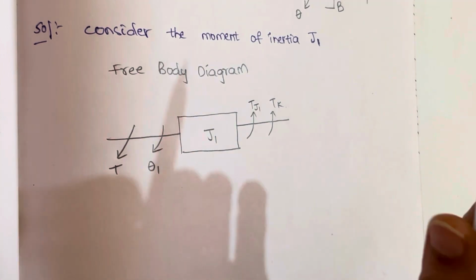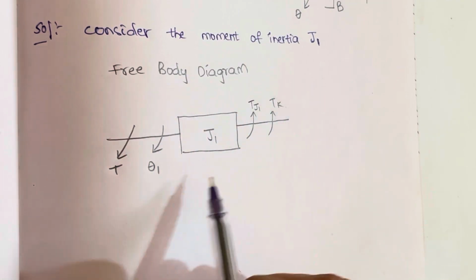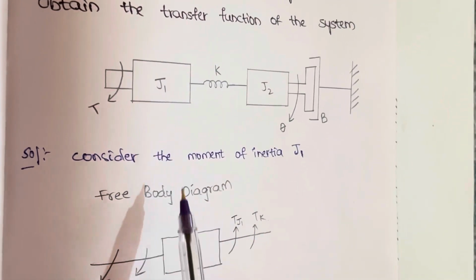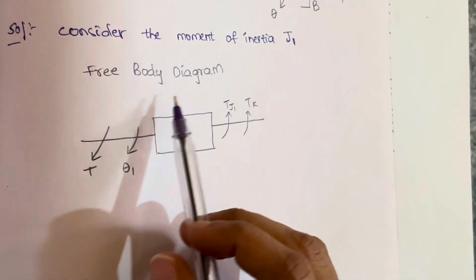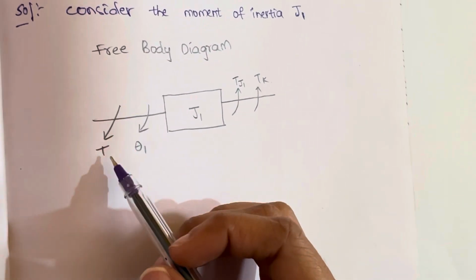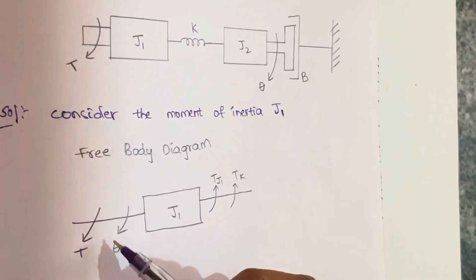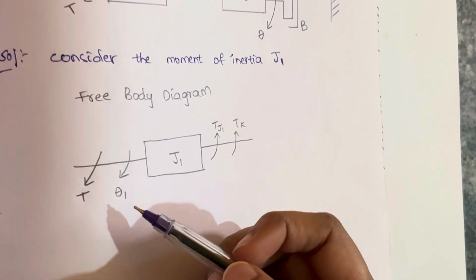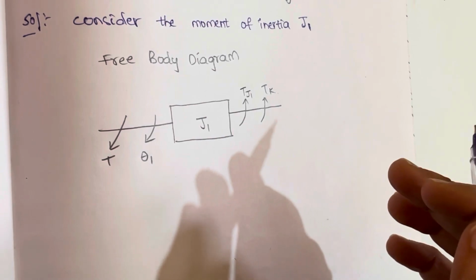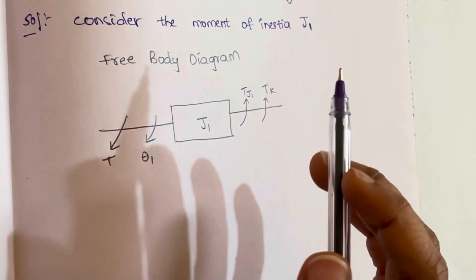So first consider the moment of inertia J1. Here is the free body diagram of the moment of inertia J1, where T is the torque which is acting only on J1, right? And theta 1 is the variable. In mechanical translational system we have seen the variable as x, right? Here we are assuming theta as the variable.